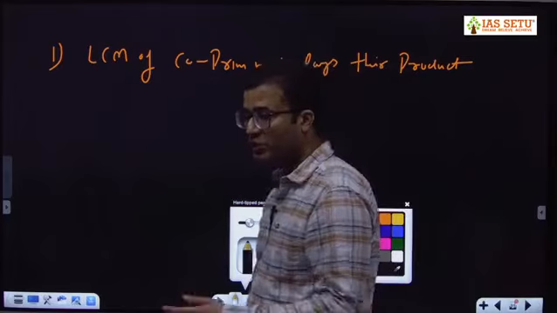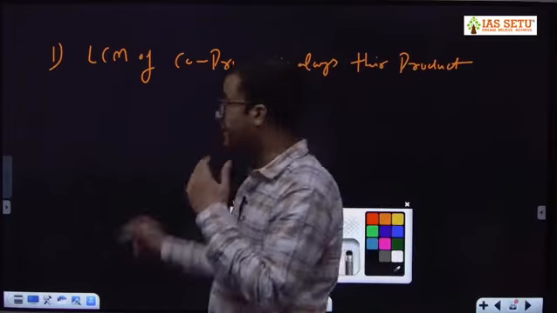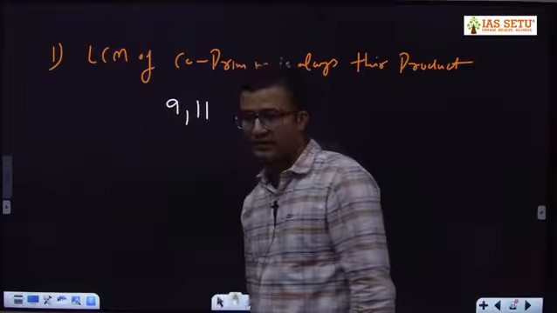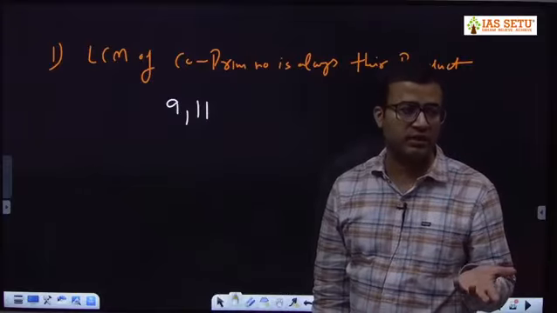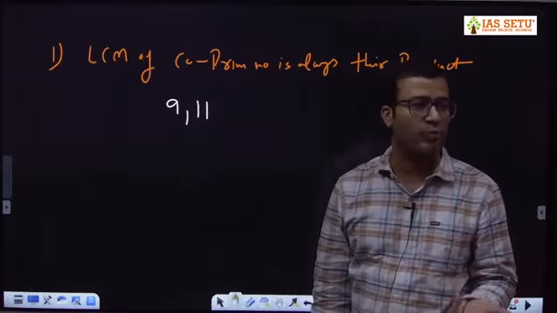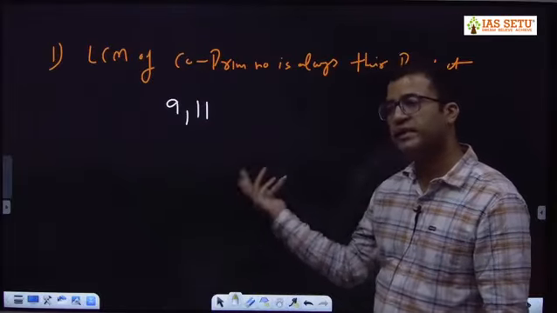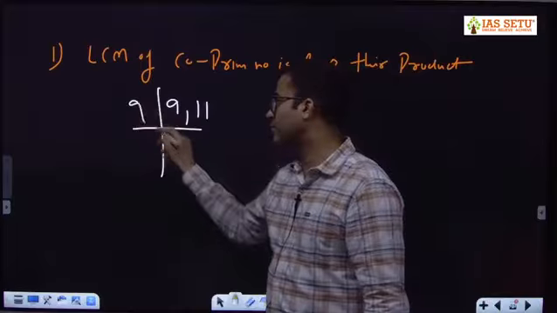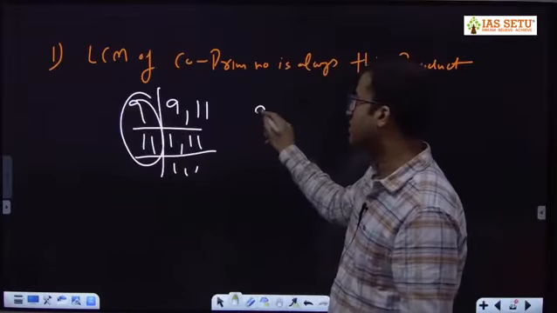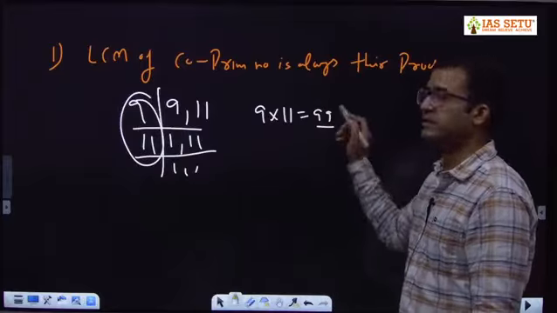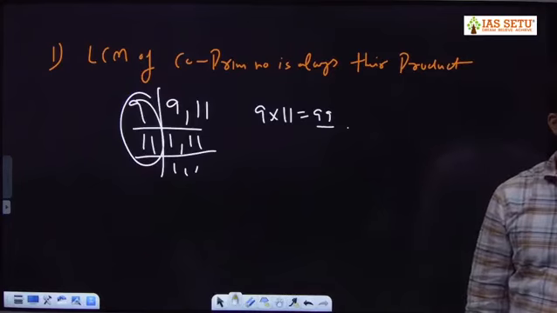So if there are 2 numbers given and both are co-prime, directly multiply, like 9 and 11. If it is asked what is the LCM of 9 and 11, since these are co-prime, you don't have any common factor other than 1. Common factor will not come out because they are co-prime. So there is no need to take any common. We take 9, then 1, then 11. So 9 into 11, 99, is the LCM, because nothing is common. So the LCM of co-prime numbers is always their product.